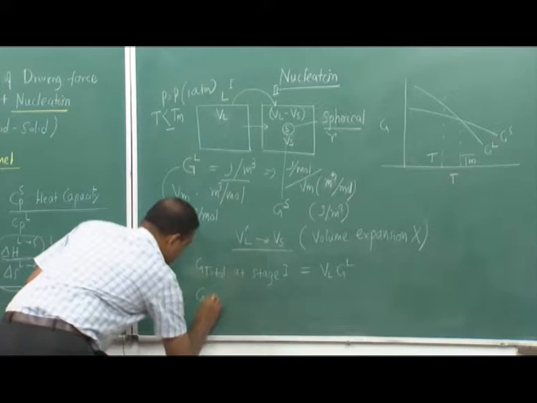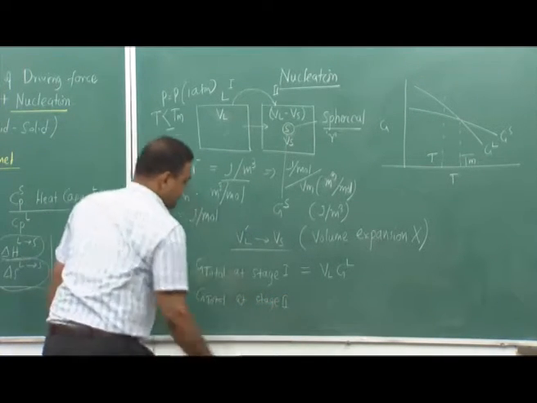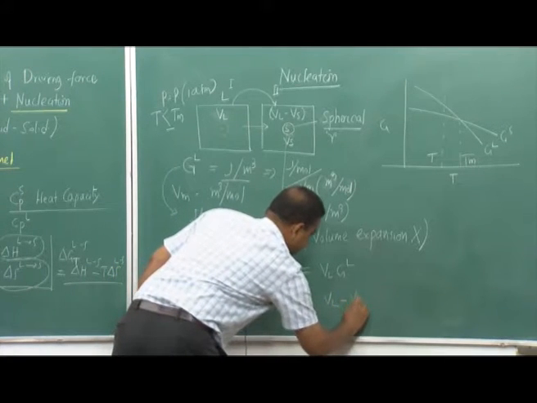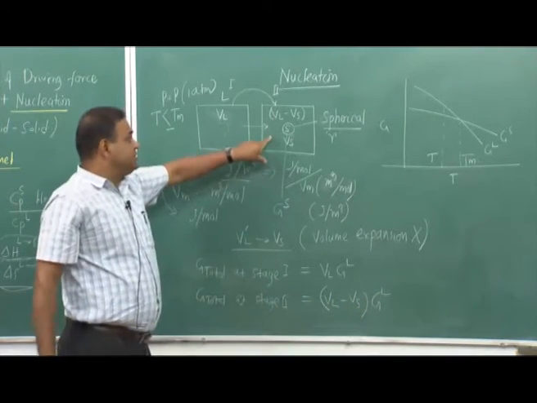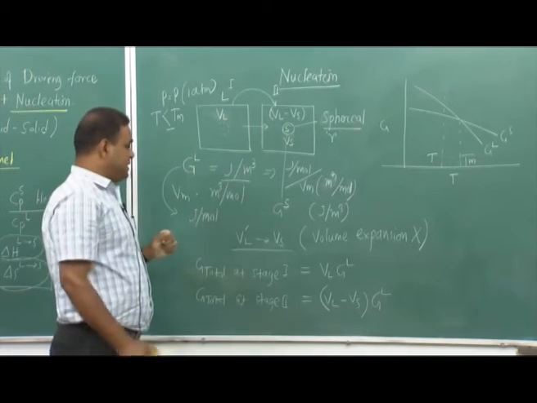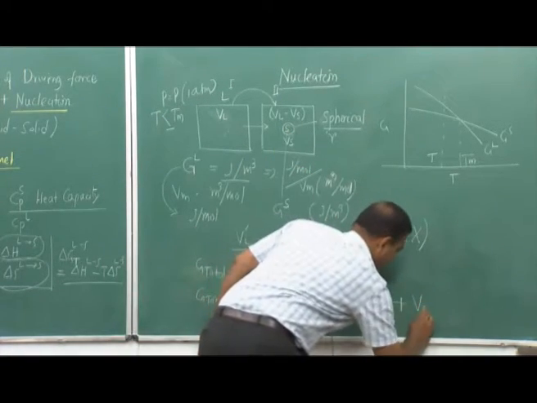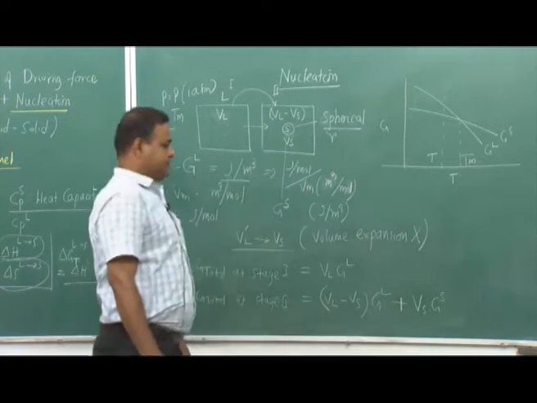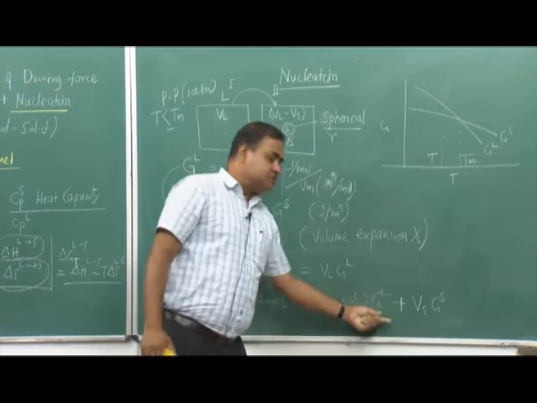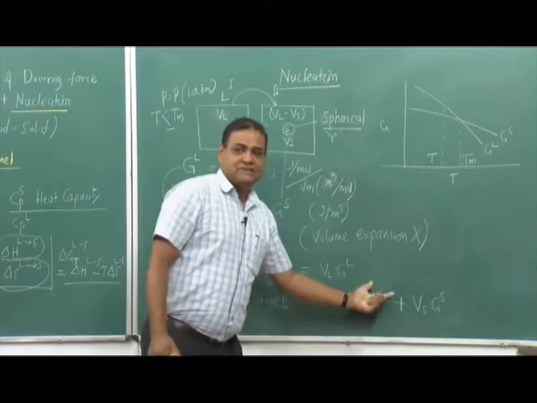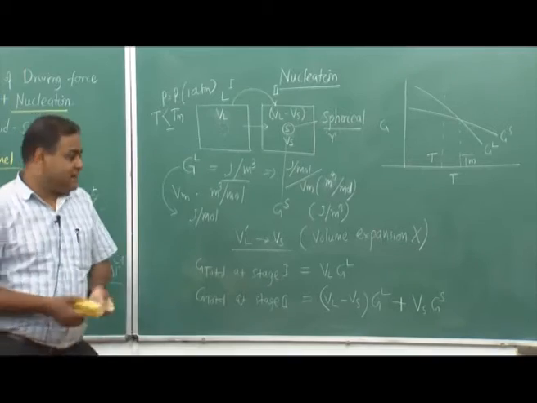Similarly, G total at stage 2 is equal to VL minus Vs times GL, because this is the volume of liquid that is remaining to convert to solid, plus Vs times Gs. Now the question is, does it end there? Another interesting thing: because we are adding it up, it tells us that free energy, a thermodynamic state function, is nothing but an extensive property.